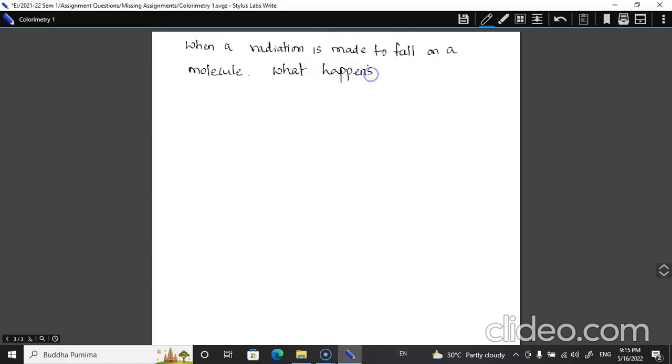So what happens when radiation is made to fall on a molecule? Normally in any system you can find two different energy levels. This is energy level E1 and this is energy level E2. Now this system is irradiated with an energy h nu, and in this the condition is always that E2 is greater than E1.